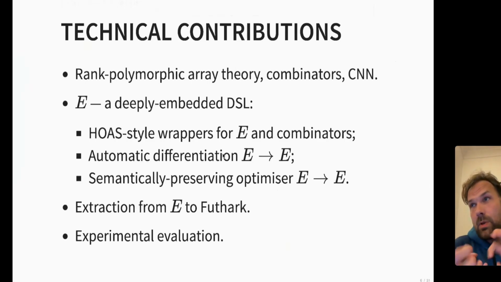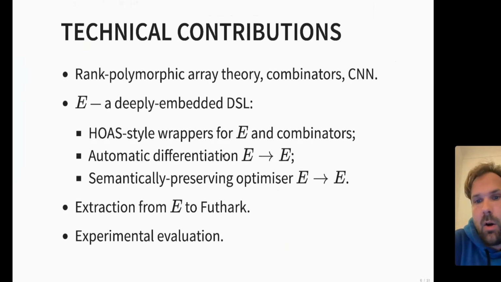This doesn't give us a way to analyze the expressions, analyze the programs. In order to do this, we're going to define a DSL. It's going to be a deeply embedded DSL. And in this DSL, well, first of all, we're going to define conveniences like higher-order abstract syntax wrappers. You can write nice programs in it, and it avoids redundancies. Then we're going to define automatic differentiation as a function from expressions to expressions, which means that we could immediately get higher-order differentiation if we want to.